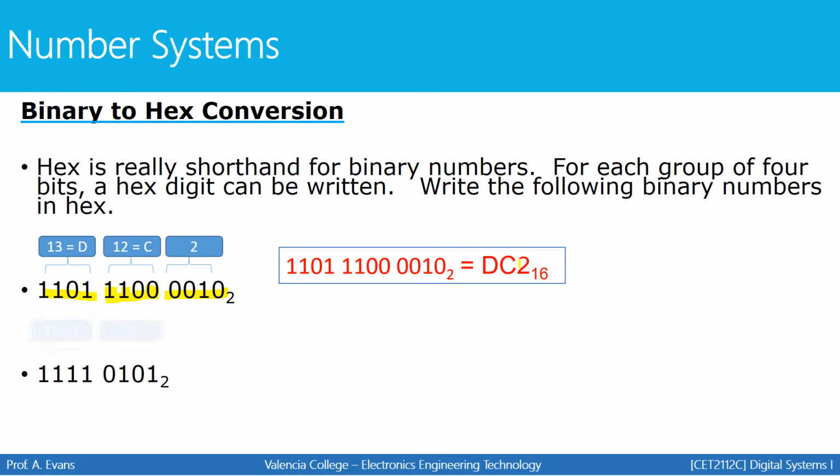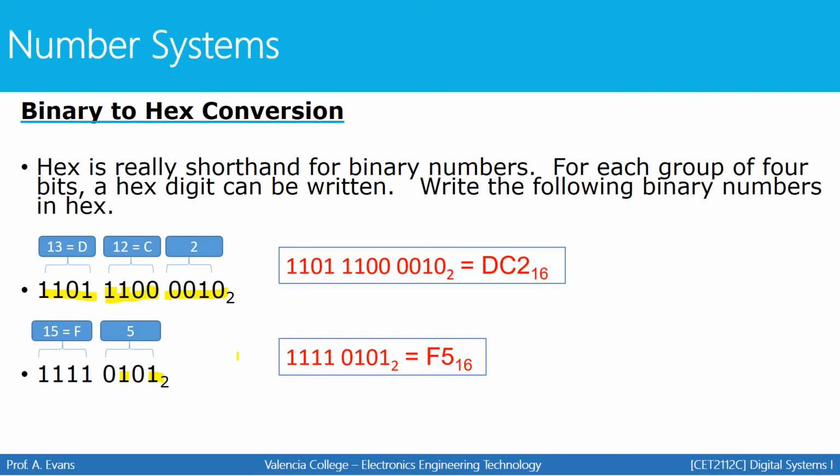So if you look at the next example, 0101, that's equal to 2 to the 0 power plus 2 squared, because these are my two ones. Make the place value table and you'll see that. So you'll get 5. 1111, if you make a place value table and add up each one of these place values, you'll get 15. 15 is F in hex. So we write this as F5.